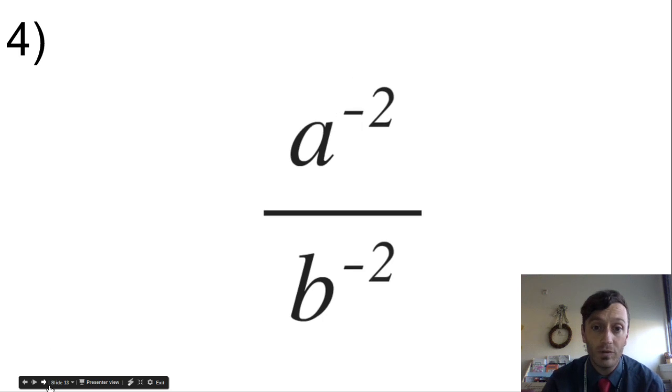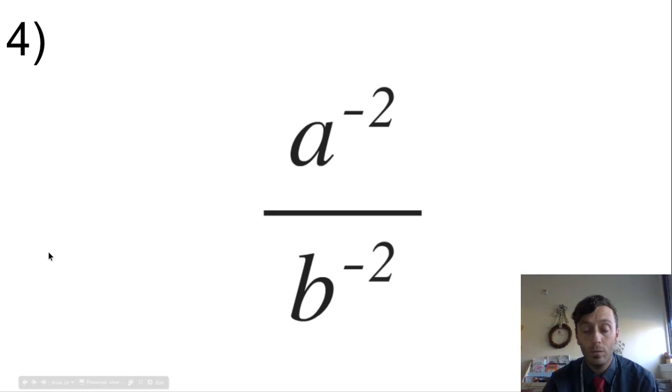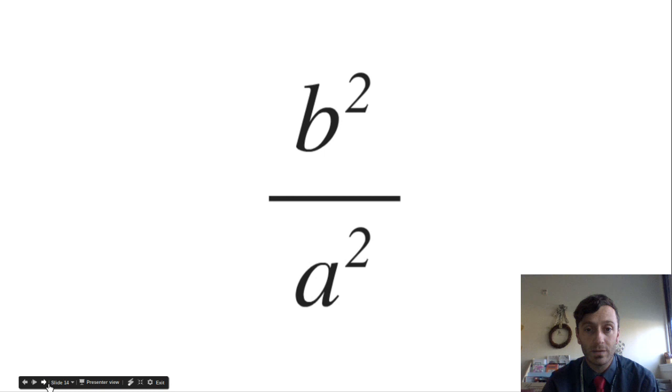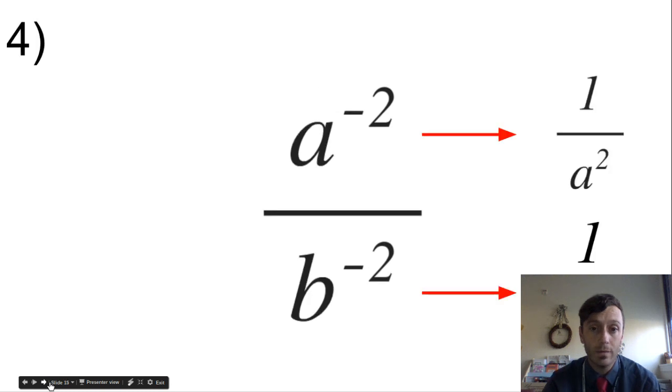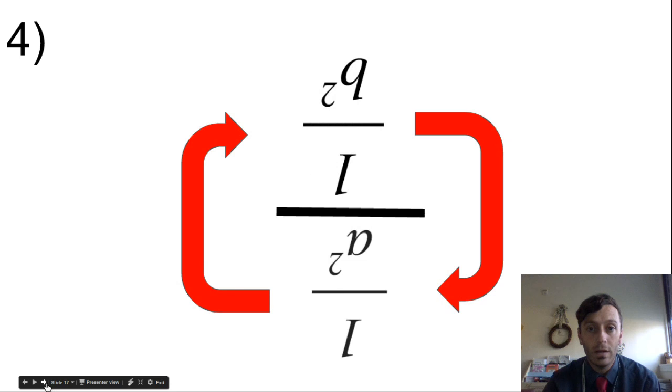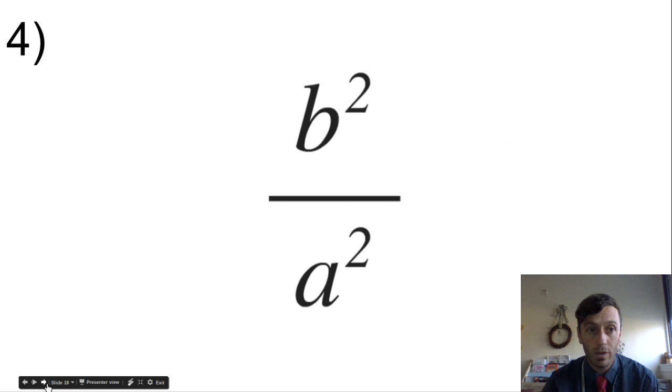Okay. Number 4, a to the negative 2 over b to the negative 2. Pause the video, see if you can work it out. Unpause, here we are. What did you get? I got b squared over a squared. How do we do that? Stay tuned. A to the negative 2 is 1 over a squared, and b to the negative 2 is 1 over b squared, leaving us with this giant fraction. What we need to do is flip the whole thing over to get everything where it needs to be. Now, you can't actually just flip it over like that, that's upside down, right? But you end up with b squared over a squared when you have a fraction like that.